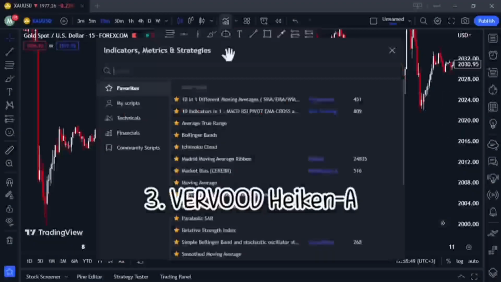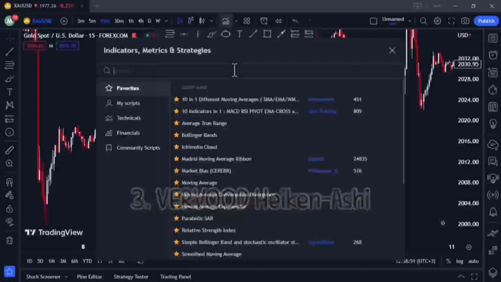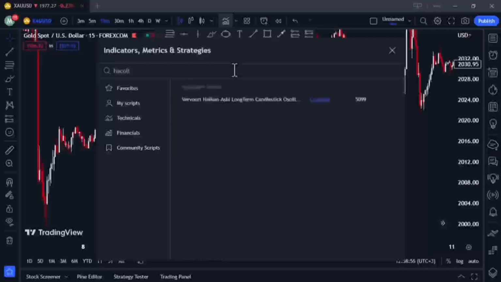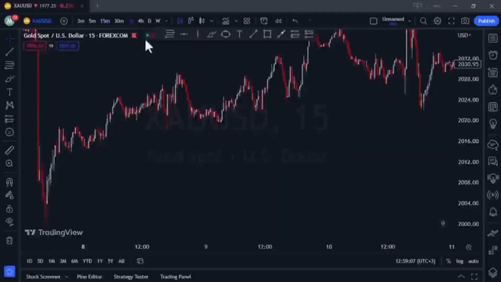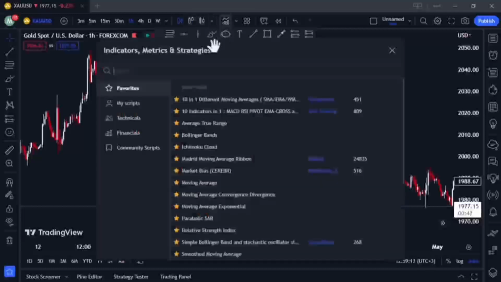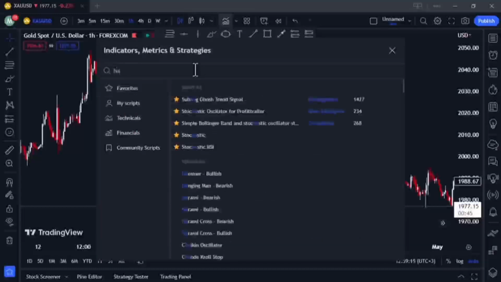Number 3 indicator is the so-called Verwood Heikin-Ashi. If we go to the indicator search, we simply can search for HA Colt like that, and it's this one, Verwood Heikin-Ashi long term. As you can see, the name is telling us it's better for long-term trading, and by long-term I mean 1 hour and above. So that's the way it works the best.